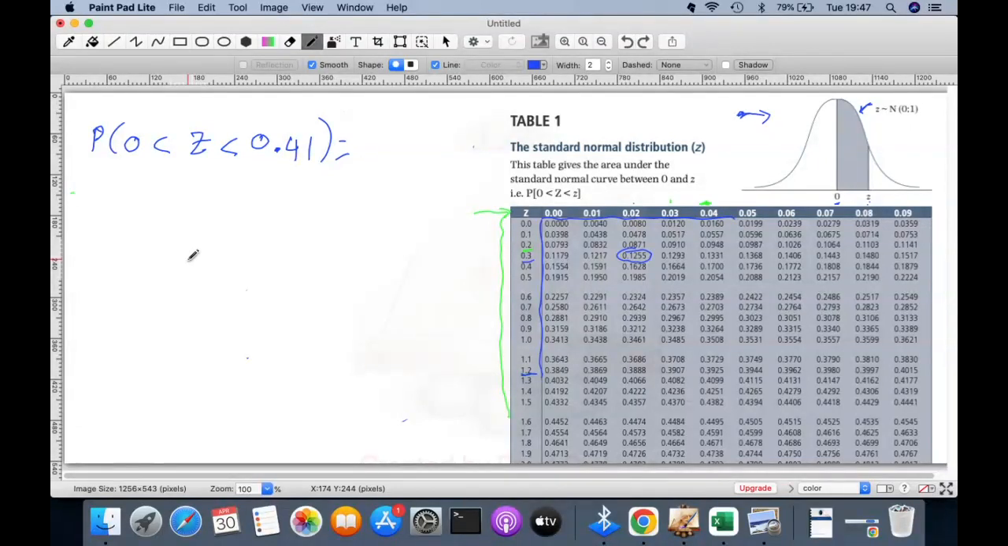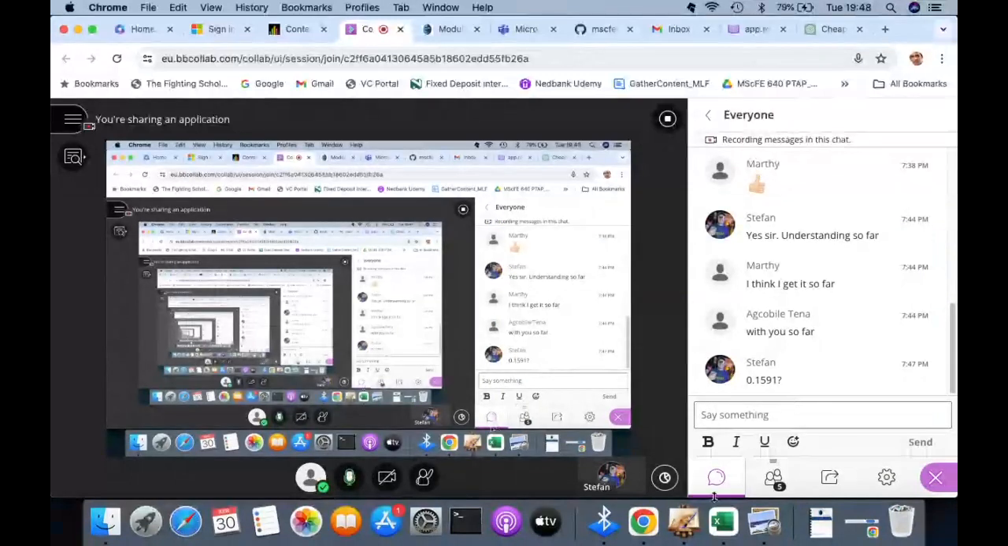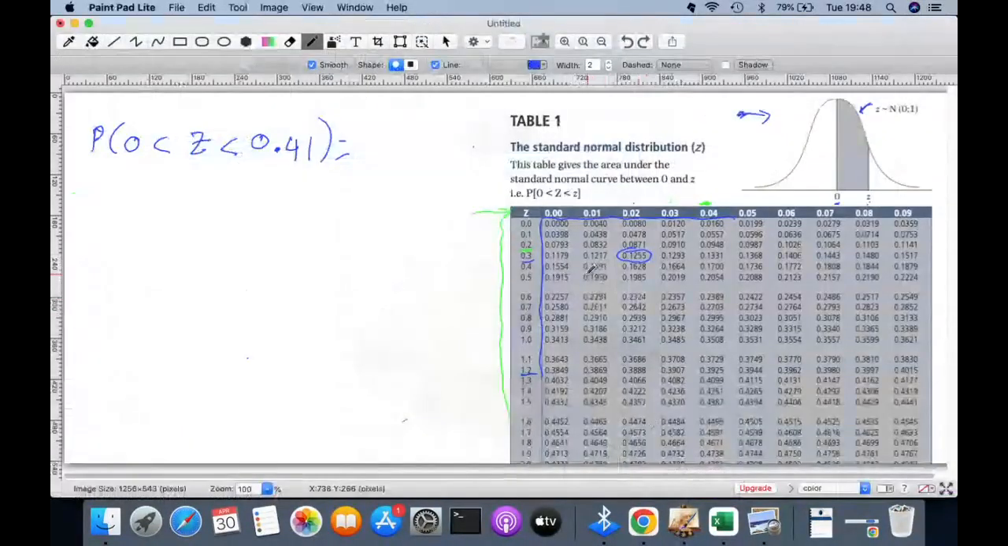Okay, so far someone's got an answer there. Yes, that's right, Stefan. Very good. Excellent. So you looked at where you can find z 0.41. Fantastic, well done. That's basically where these intersect. You go horizontally and then vertically, and where they intersect is here. Excellent. Very good. Does everyone else get that?